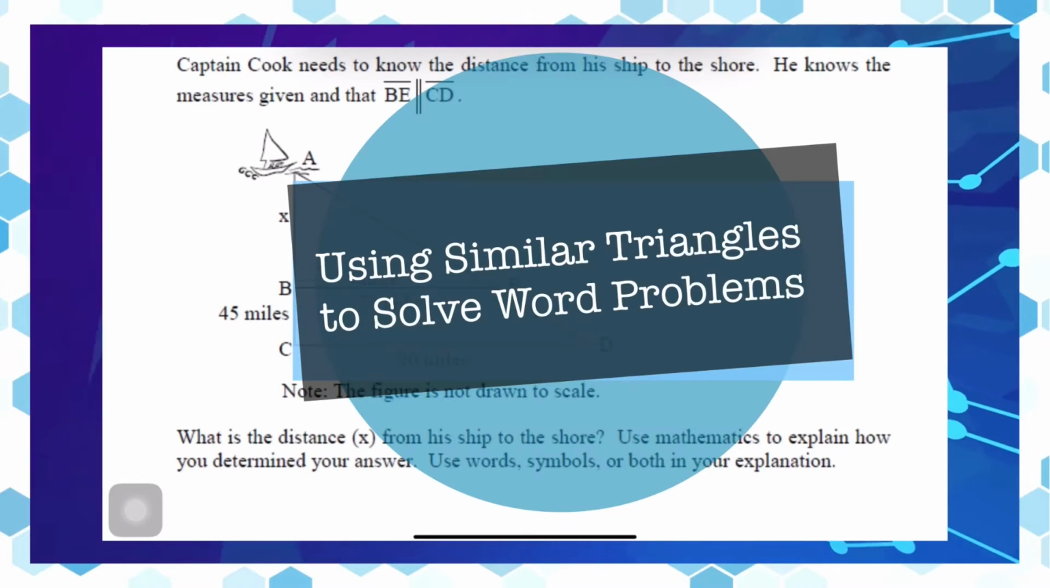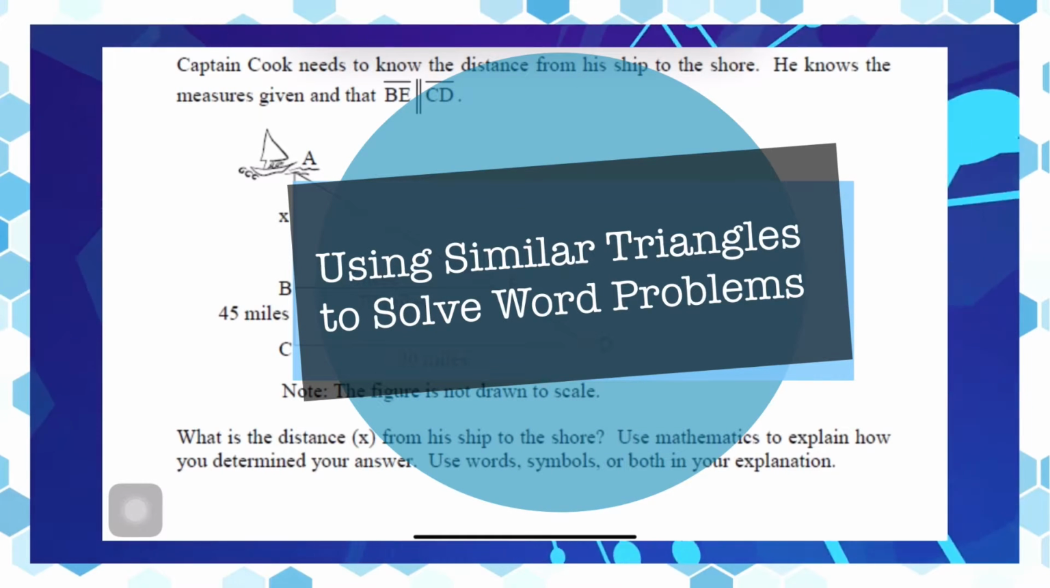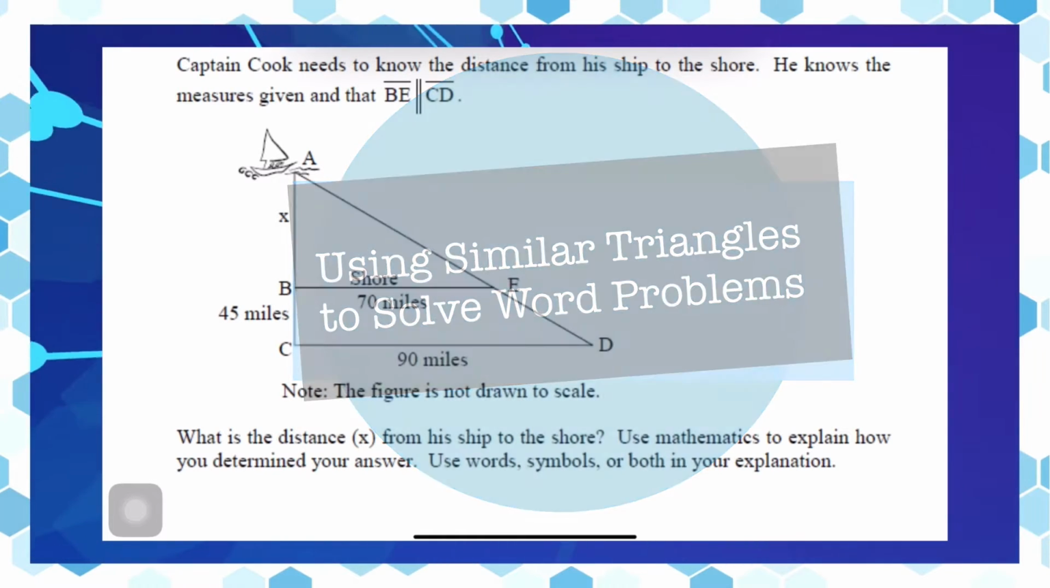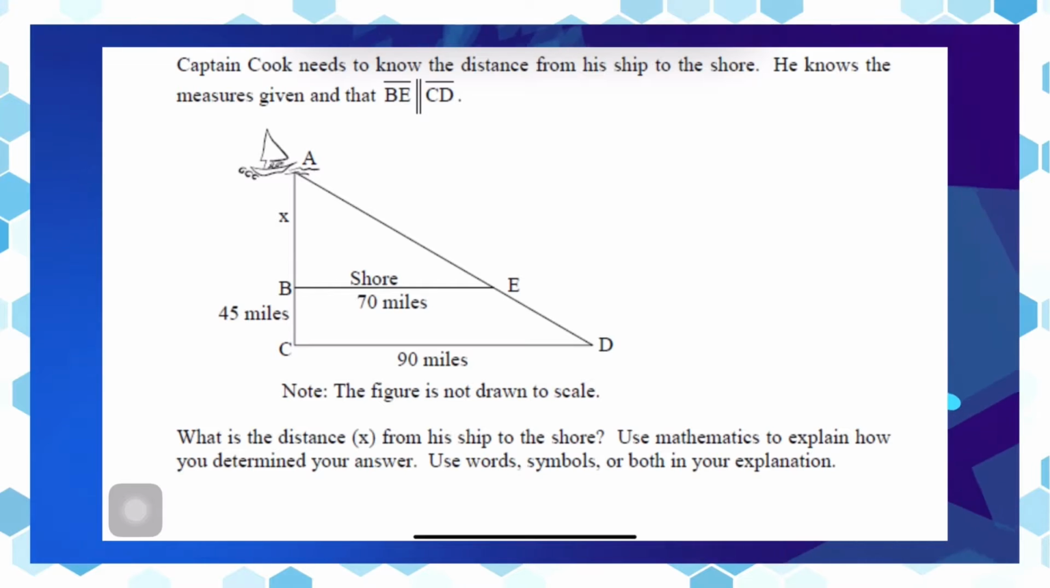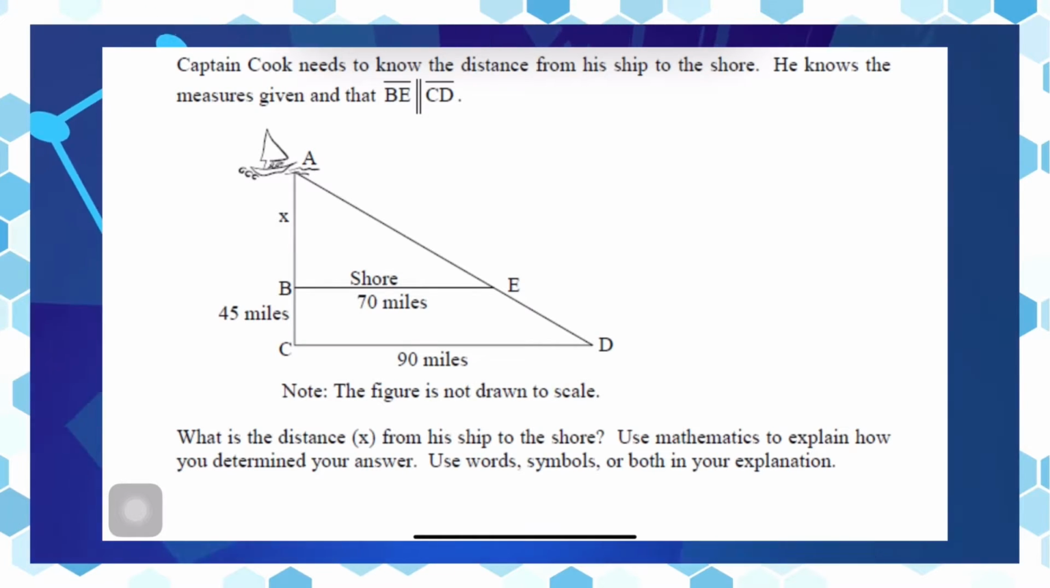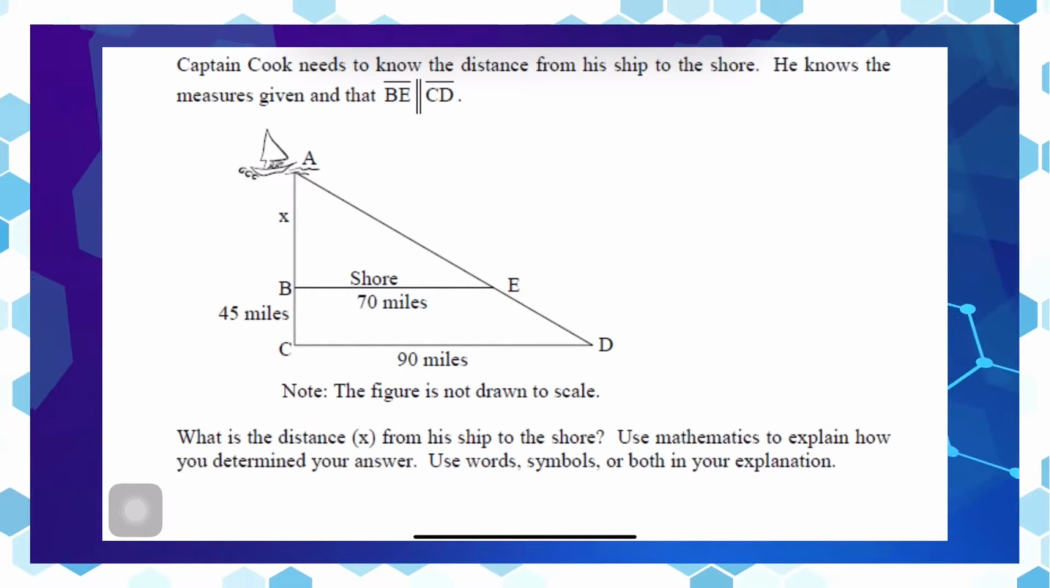This time, let's use similar triangles in solving word problems. Let's take a look at this problem. Captain Cook needs to know the distance from his ship to the shore. He knows the measures given and that segment BE is parallel to segment CD.